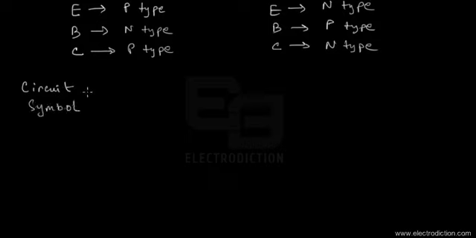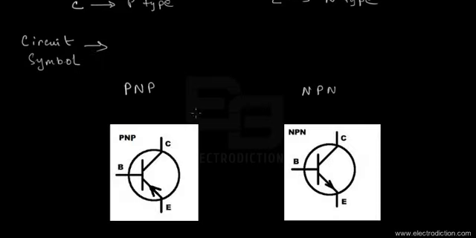Alright, so let's just show you the circuit symbol over here. Okay, there you go. So here we have the diagrams for the respective PNP type and the NPN type BJTs as well. You can see over here that for the PNP type, we should always remember that the collector and the emitter are made up of p-type semiconductor material, while the base is made up of an n-type semiconductor material.